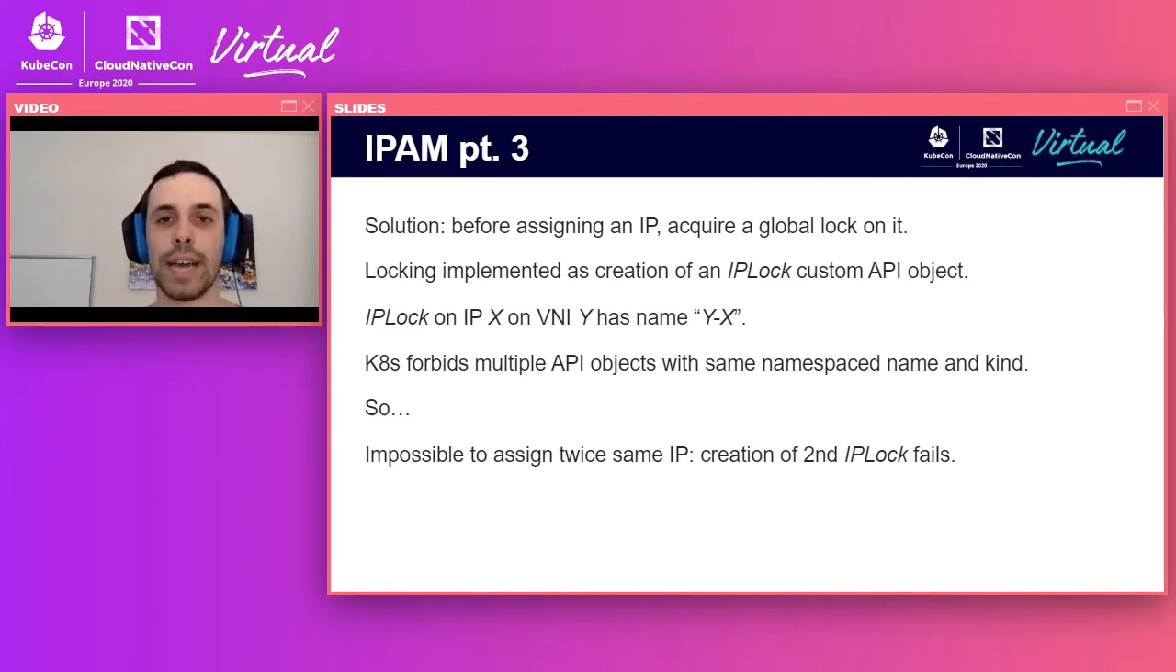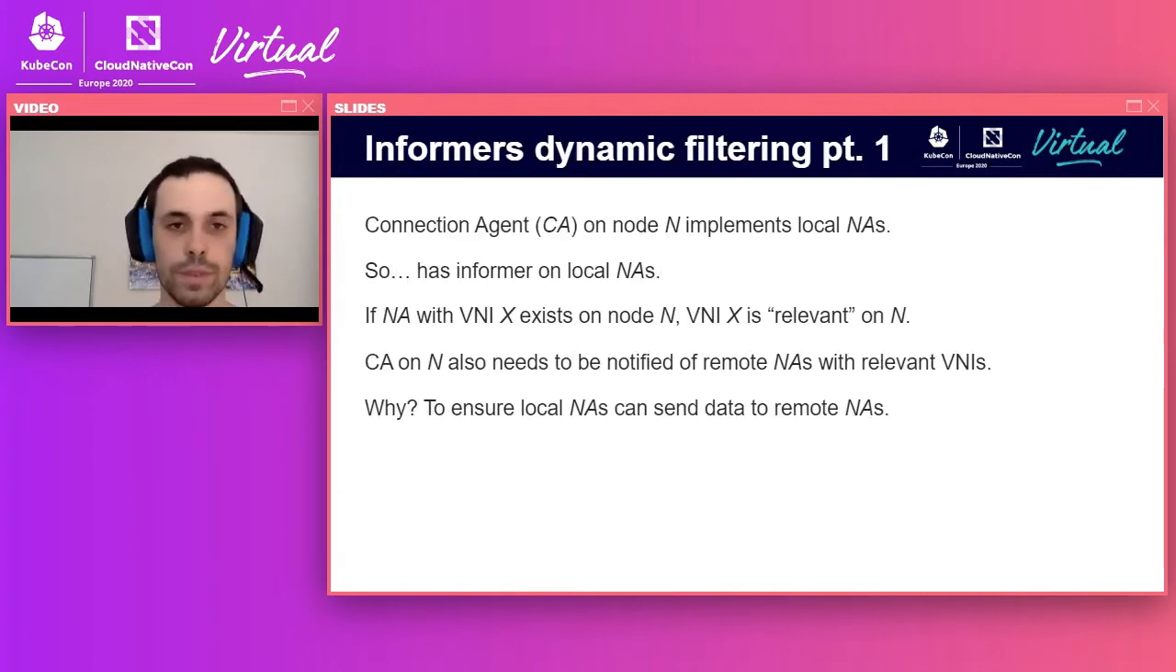And because the Kubernetes API forbids naming collisions, creation of one of the two locks would fail, and the IPAM controller that experiences the failure would react by simply choosing another IP address to assign to its network attachment. And this way, collisions on IP addresses are avoided. Okay, we're also done discussing the second technical problem.